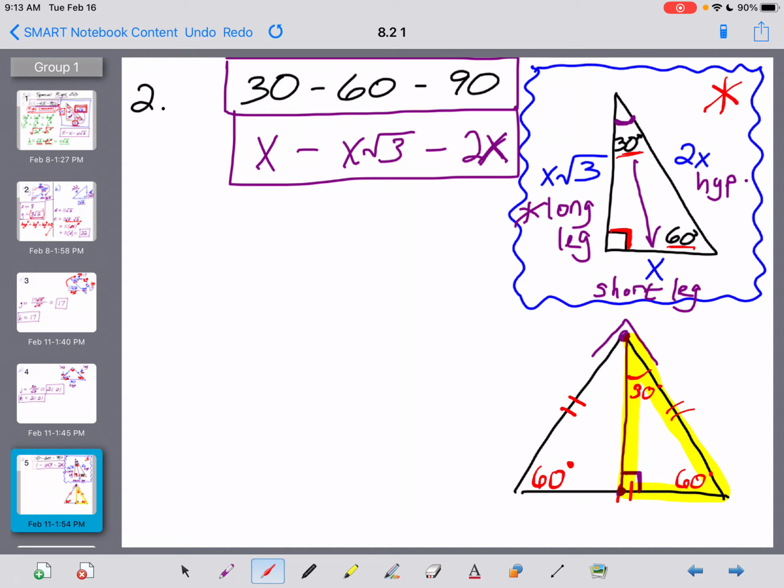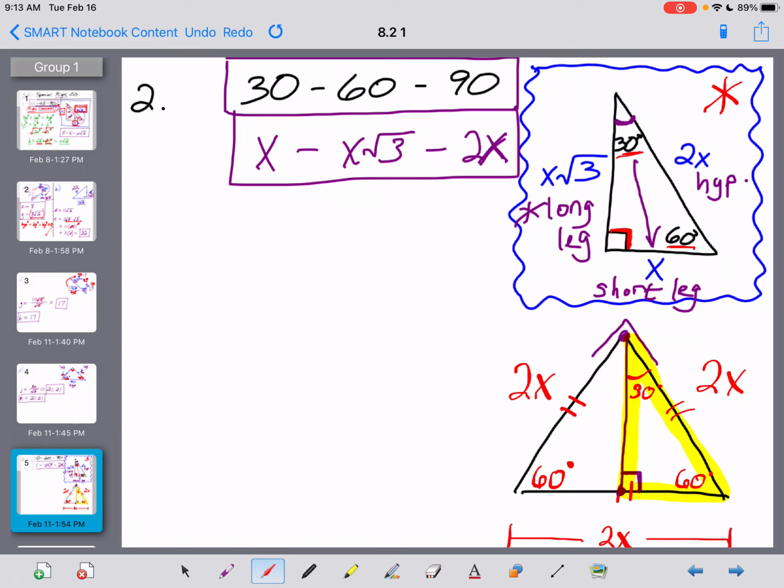I said that the original big triangle was equilateral, so I'm going to say that this side over here has a length of 2x. You'll see why I did a 2 there in just a second. The important thing, though, is that all 3 sides in that triangle are congruent, so this one is 2x as well, and the entire bottom side was 2x also.